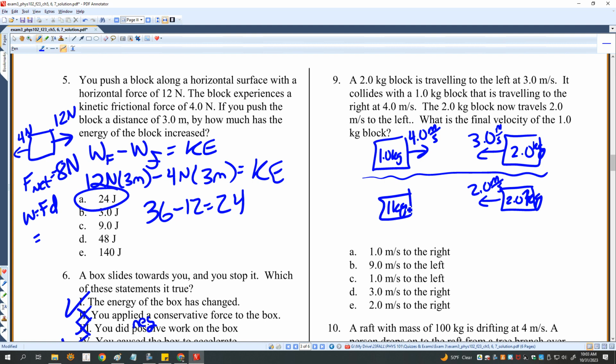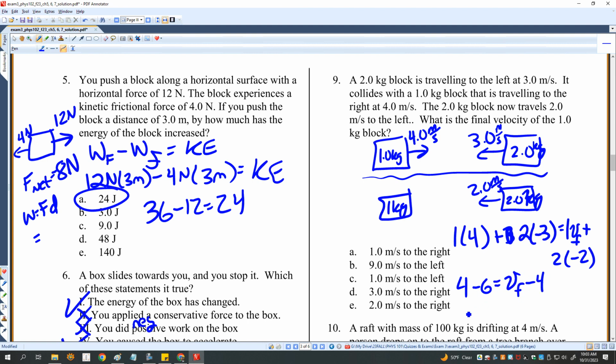All right, so I say 1 times 4 plus... actually, I'm sorry. 1 times 4 plus 2 times negative 3, it's going to the left, is equal to 1 times VF plus 2 times negative 2, because it's traveling to the left. It's 4 minus 6 equals VF minus 4. That's 2 meters per second. It's going to be to the right, as it should be, so it's positive.